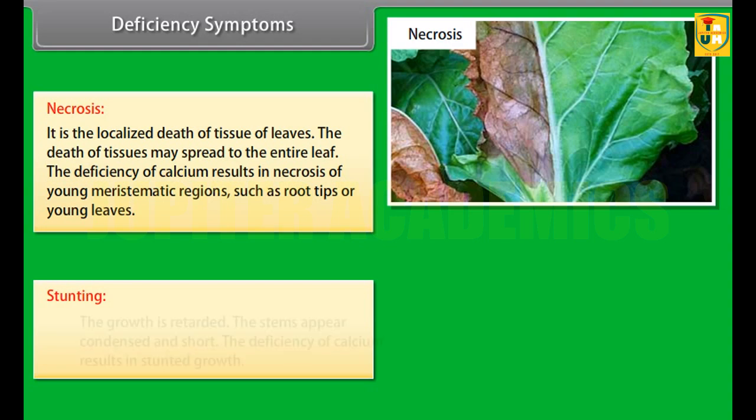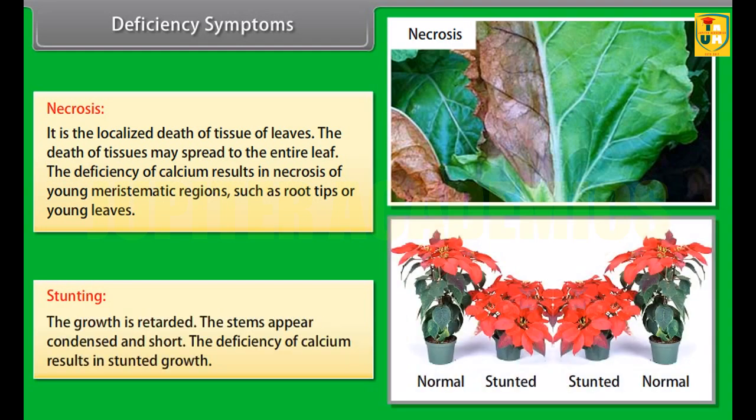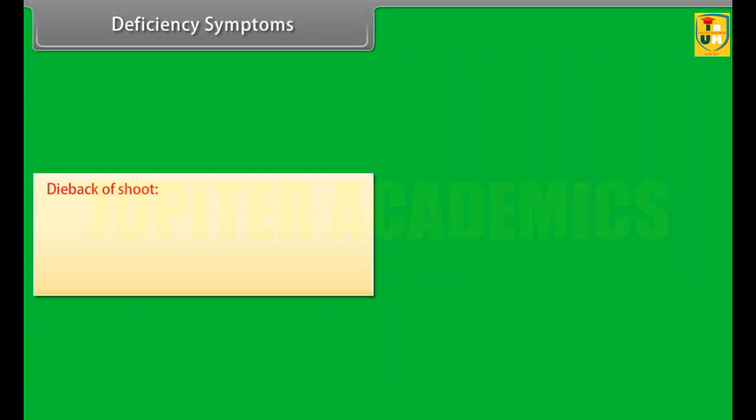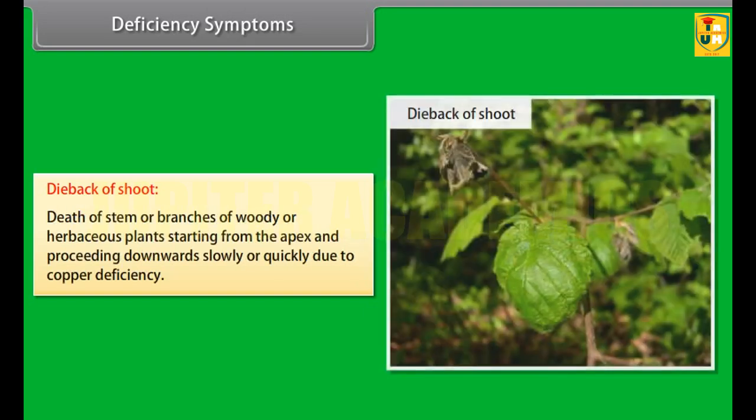Stunting. The growth is retarded. The stems appear condensed and short. The deficiency of calcium results in stunted growth. Dieback of shoot. Death of stems or branches of woody or herbaceous plants, starting from the apex and proceeding downwards slowly or quickly, due to copper deficiency.